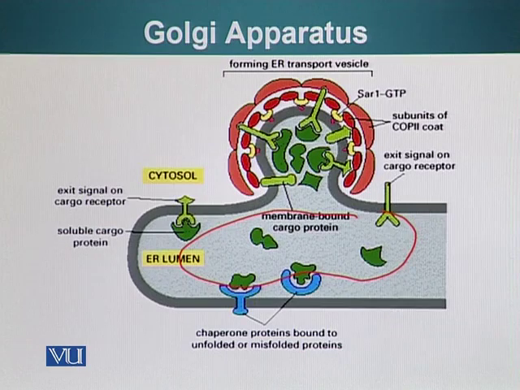For example, here is a soluble cargo protein that needs to go to the Golgi apparatus. It will bind a receptor. The binding domain of this receptor is actually inside the lumen of the endoplasmic reticulum, and there is a cytosolic domain of this receptor. Once this interaction happens, there's a conformational change in the cytoplasmic domain of this receptor, which is recognized by additional proteins.